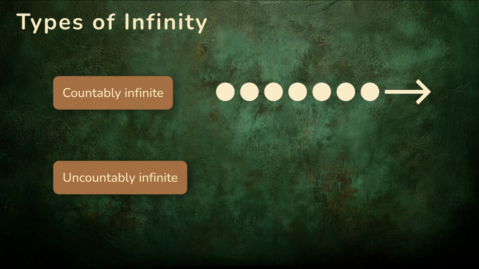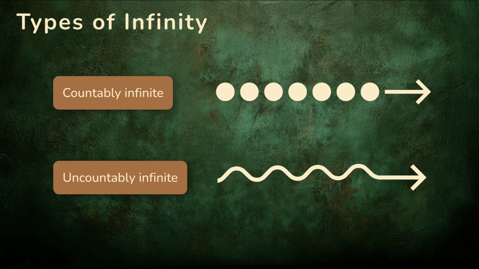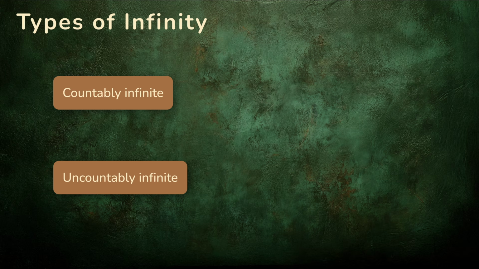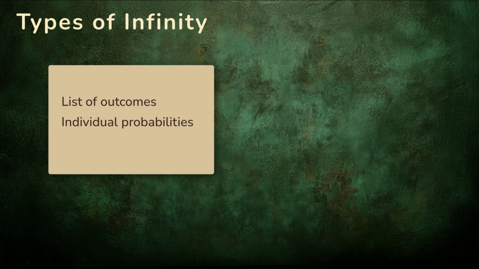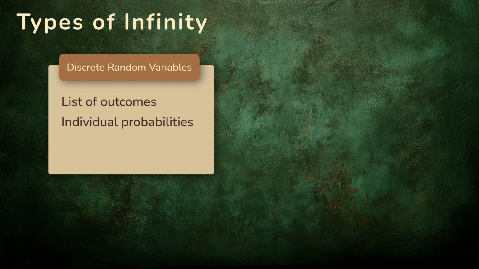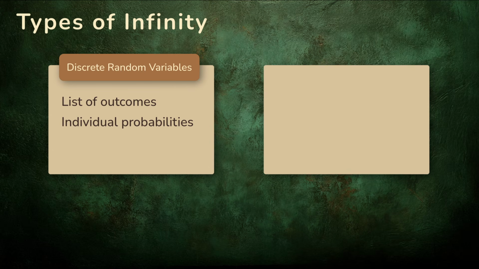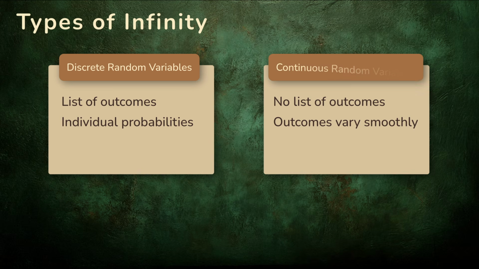The 2 types of infinity you need to be familiar with are countably infinite and uncountably infinite. If you can list outcomes one by one, even infinitely many of them, they're countable. But if there are too many outcomes to list, even in principle, then they're uncountable. It may help to think of it this way. When outcomes can be listed and assigned individual probabilities, we're in the world of discrete random variables. When outcomes vary smoothly across a continuum, we need a different approach. That's the world of continuous random variables.